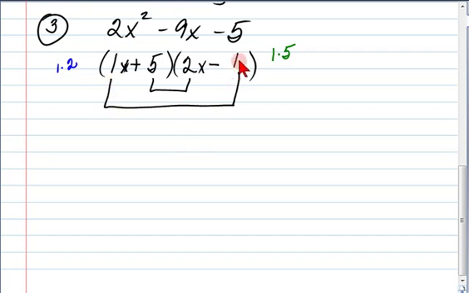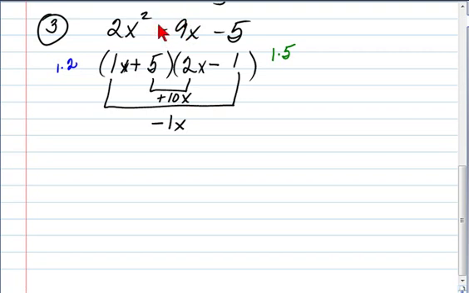What's the outer product? Minus 1x. What's the inner product? Positive 10x. What's their difference? 9x. Okay. Am I finished? Am I correct? No. I got a 9x, and I feel pretty good because this is a 9. But I got positive 9, and this is negative 9.